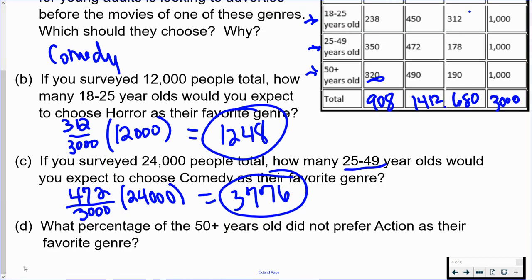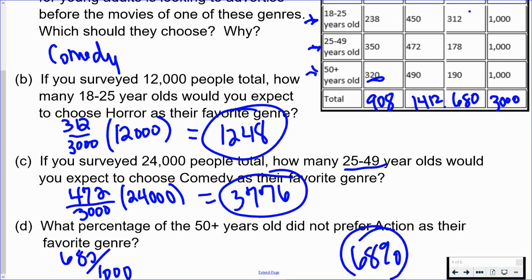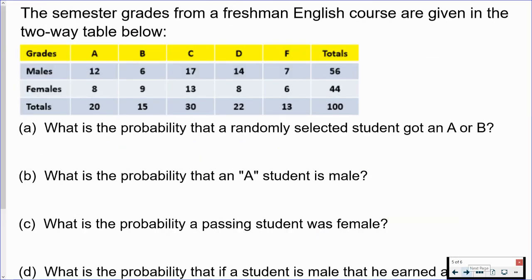So if we take 320 away, that would leave 680 out of the 1,000 50-plus-year-olds. So those are the ones who did not prefer action. Okay, so if we divide that, that's an easy one to get the percentage. That's going to be 68%. Okay, so 68% of the 50-plus-year-olds did not prefer action. Okay. All right. Now we're taking a look here.